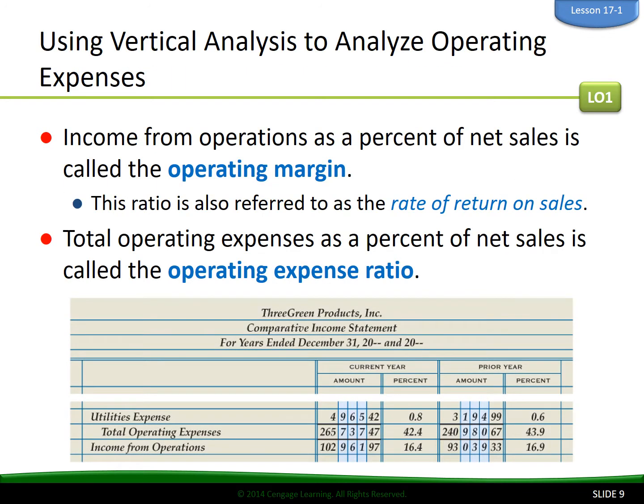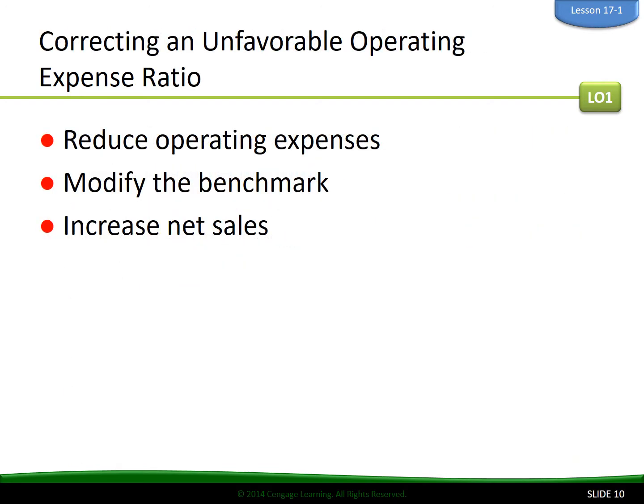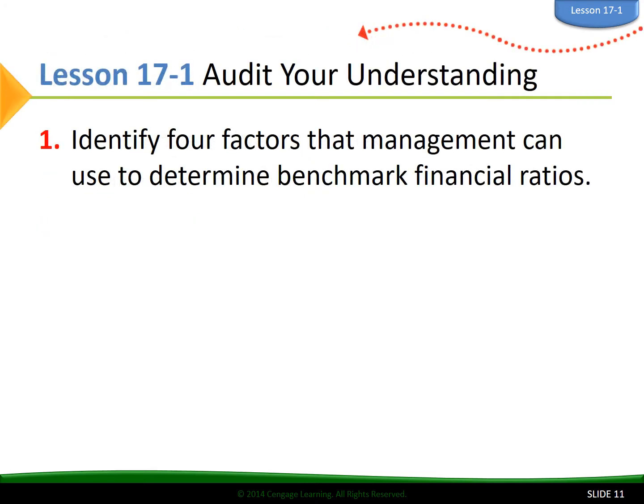Using vertical analysis to analyze operating expenses. Operating margin is income from operations as a percent of net sales, and it's also called the rate of return on sales. Operating expense ratio is total operating expenses as a percent of net sales. Correcting an unfavorable operating expense ratio, you would reduce operating expenses, modify the benchmark, and increase the net sales. That's it for 17.1, so now we're on to the questions.